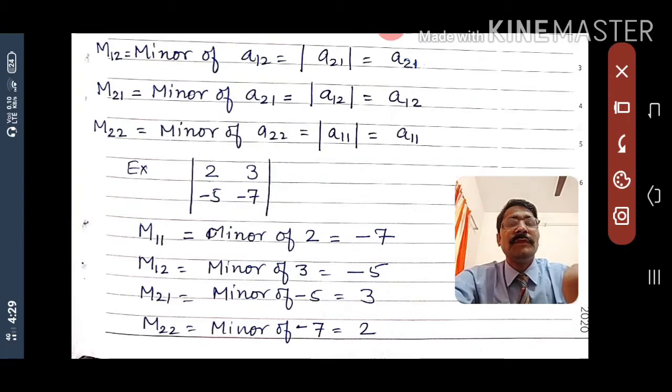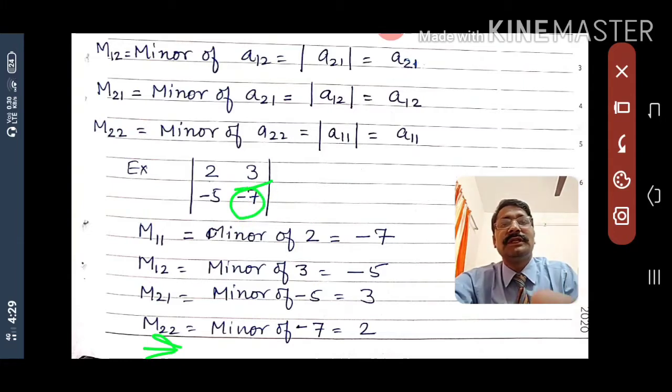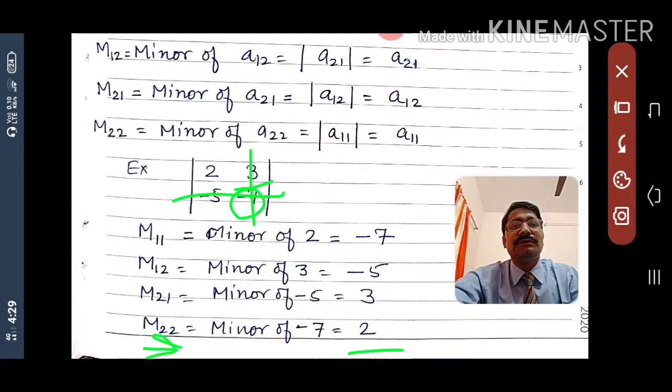In the same way you will find M21. M21 means minor of -5. This is -5, and you will not take these, so you will get 3. Similarly, you find the minor M22. M22 means the second row, second column element, that is this -7, and you will not take its row and column, so you get 2. So I hope you understand how to find the minor.